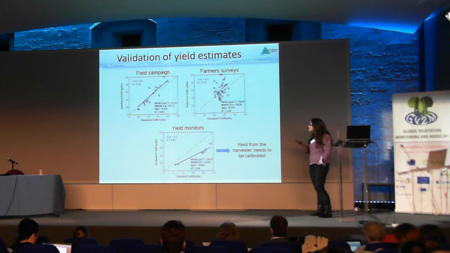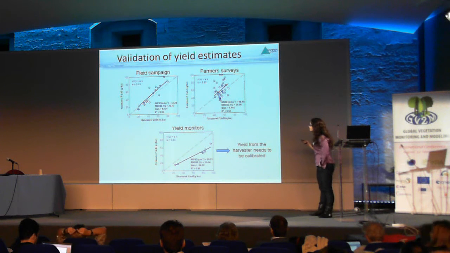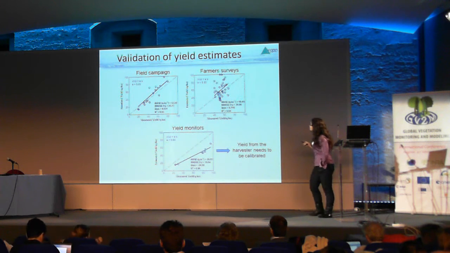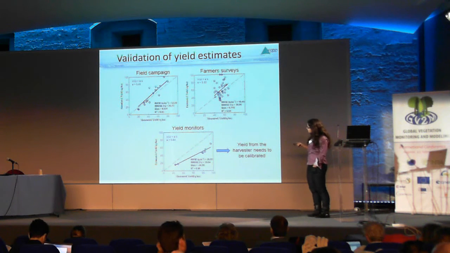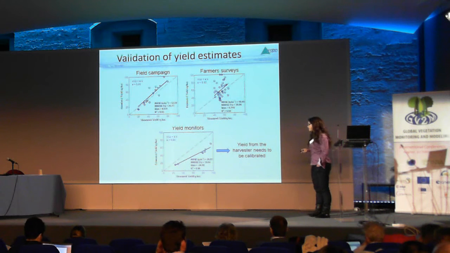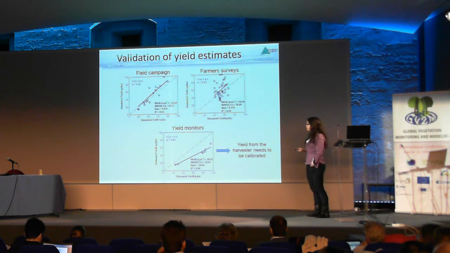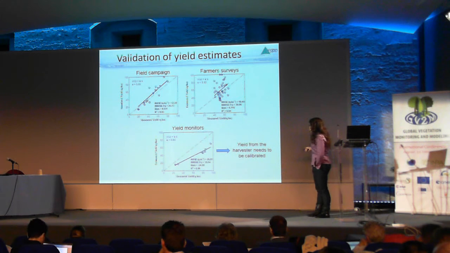When you look at the farmers' data set, we see a lot of dispersion, and there is no good fit. We can't fit these results because of the problem of aggregated fields. We don't know exactly the plots, so we can't extract information from this. And from the yield monitors, we can observe a very good correlation of 0.95, but there is a great bias. Maybe we need to calibrate the harvester to better estimate.